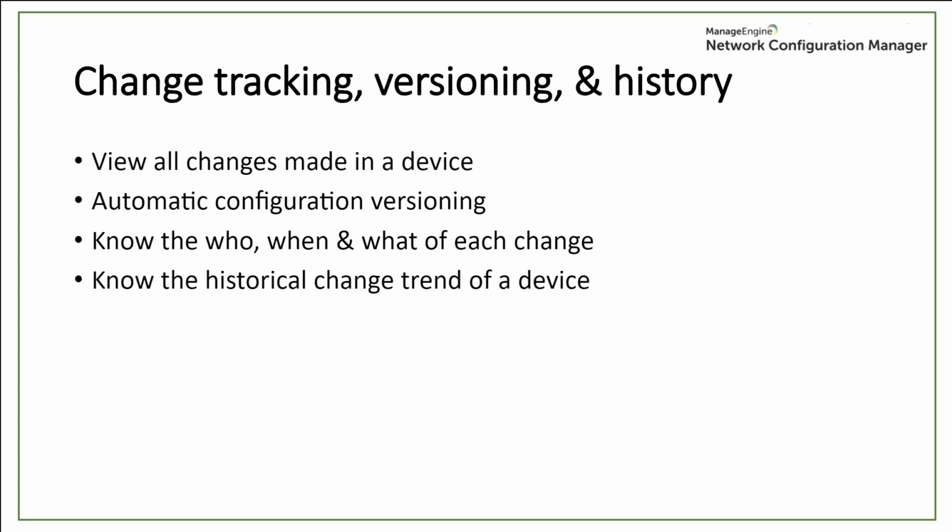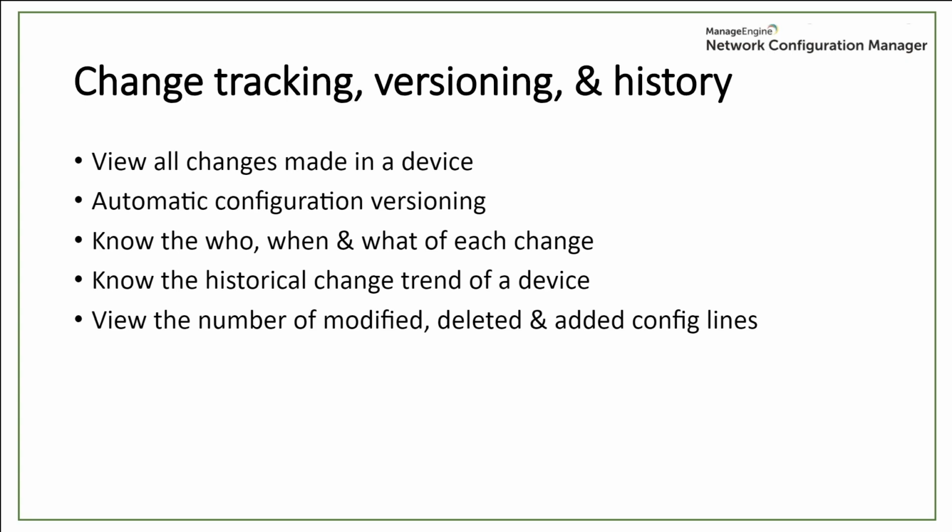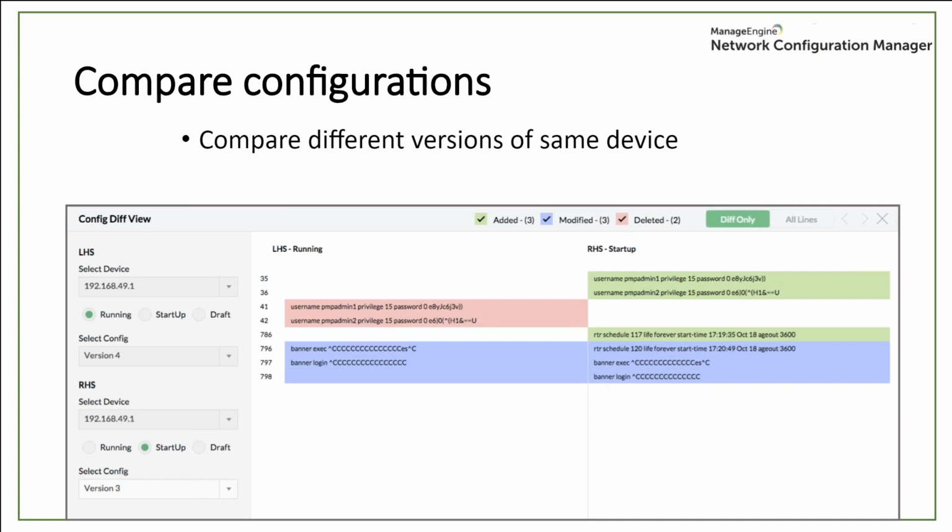You can get a historical trend of a device. For example, you can get how frequently changes are being made in one particular device or groups of devices. You can also get a clear idea about the changes by getting the modified, deleted, and added configuration lines. You can compare two configurations of the same device, or you can compare configurations of different devices. Now let me show you the change management in detail in NCM.